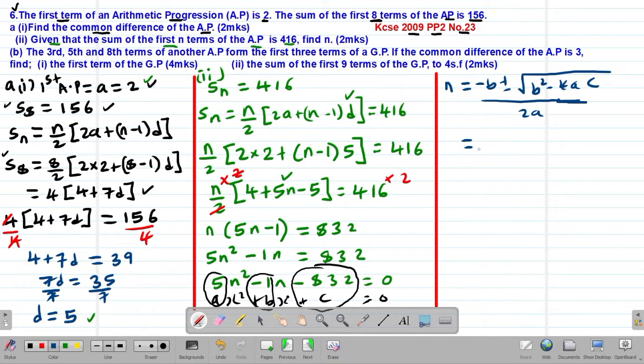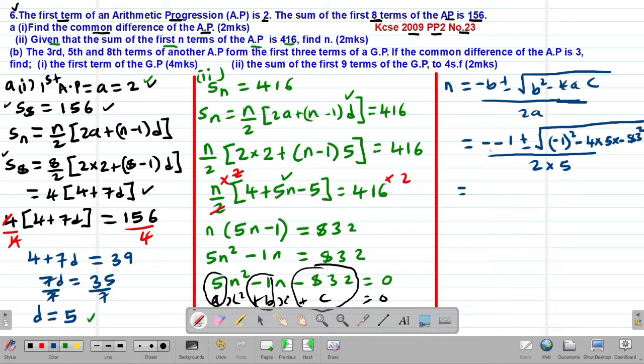So this will give us -b will just be -1, then plus or minus the square root of b squared. Our b is -1 squared, then minus 4 multiplied by a. Our a is +5, then c is -832. Then the whole thing is divided by 2 multiplied by a. Our value of a is 5.